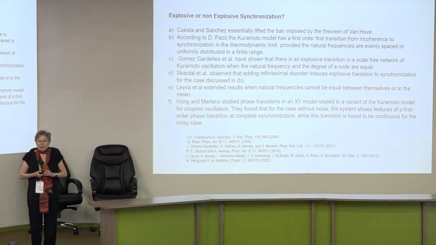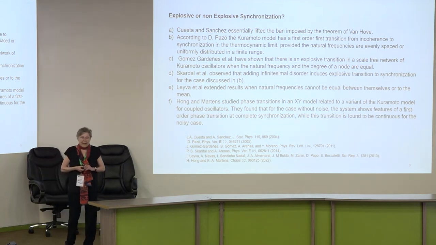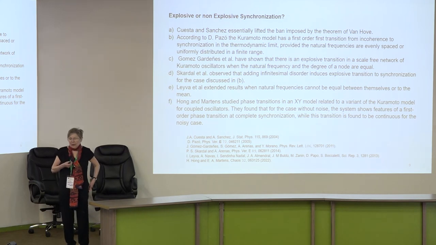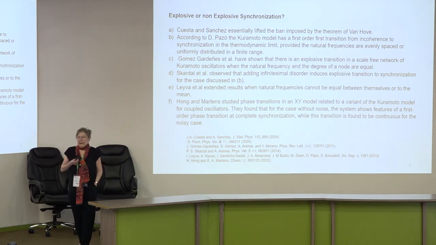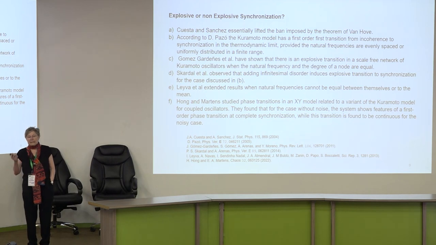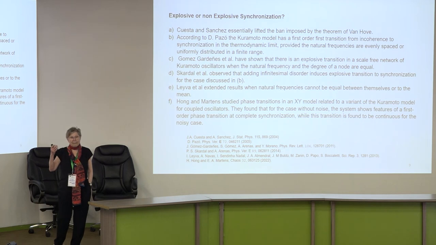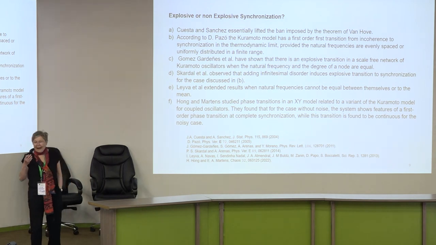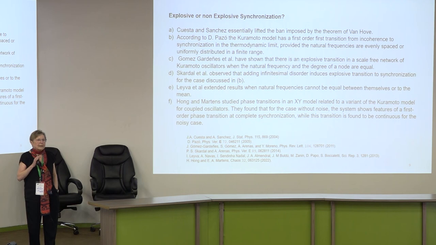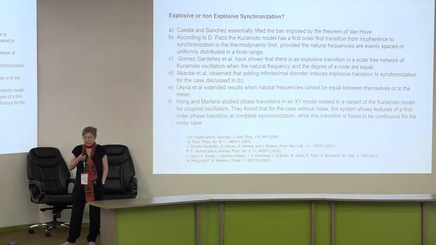So then what had happened as to this type of transition? One of the first papers belongs to Diego Pazó: the Kuramoto model has a first order transition from incoherence to synchronization. All the elements synchronize at the same coupling constant, and it does in the thermodynamic limit. But the natural frequencies of the Kuramoto model have to be evenly spaced. So that's the only case in which Pazó is telling us that they have a first order phase transition.